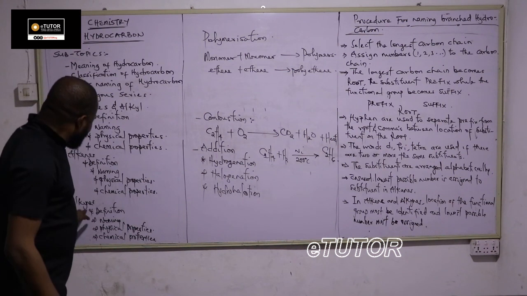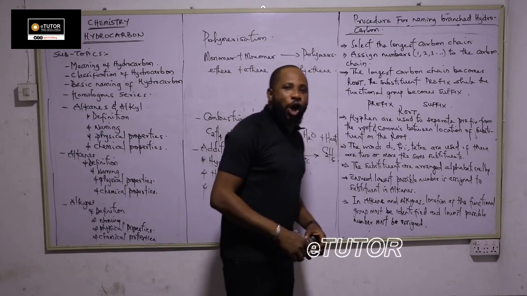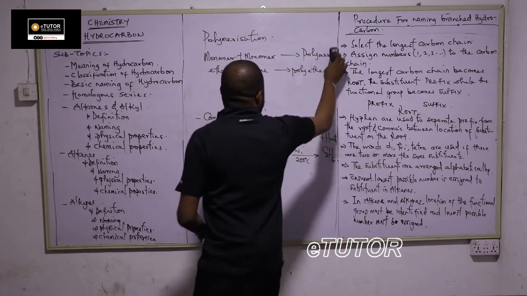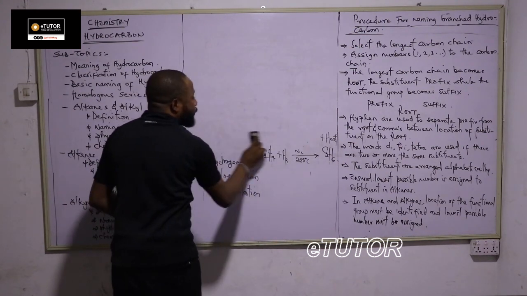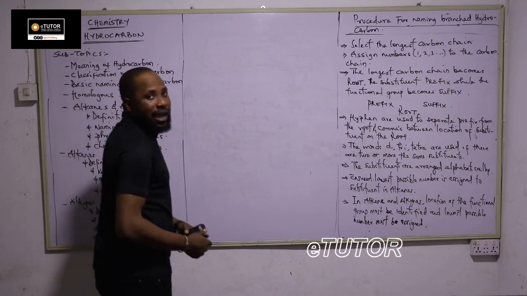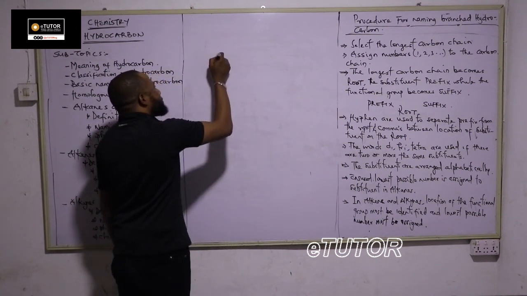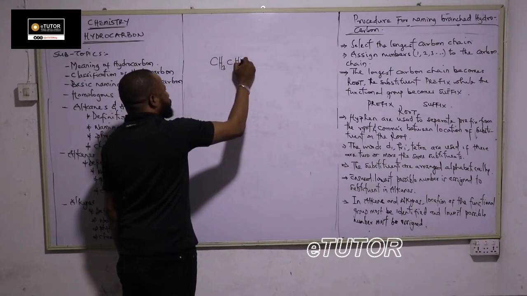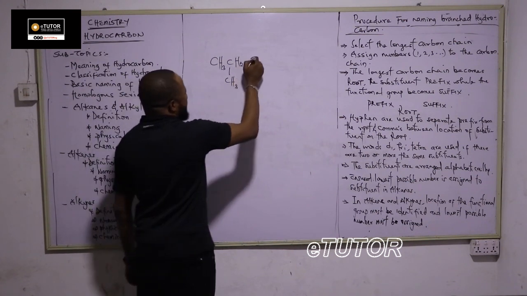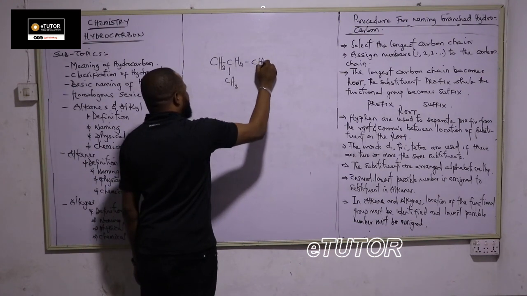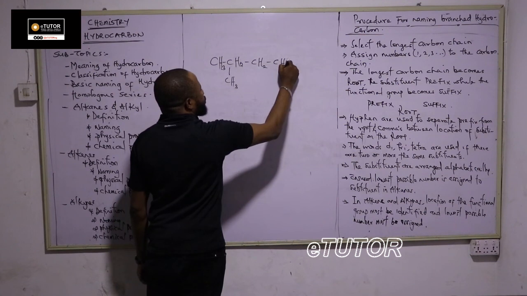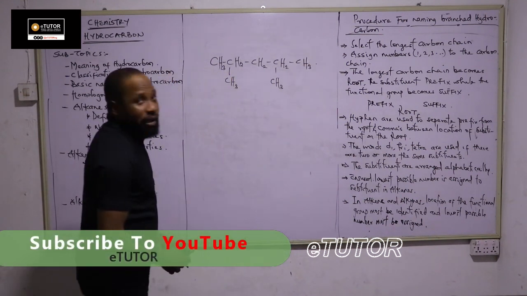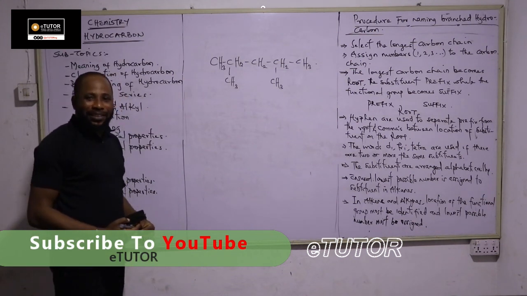Now, before we discuss alkyne, let's look at the naming of branched hydrocarbon, the naming of branched alkane. It is called nomenclature. Nomenclature of branched hydrocarbon. Let's take for instance CH3, CH2, CH3, CH2, CH2, CH3, CH3. Let's name this branched alkane.